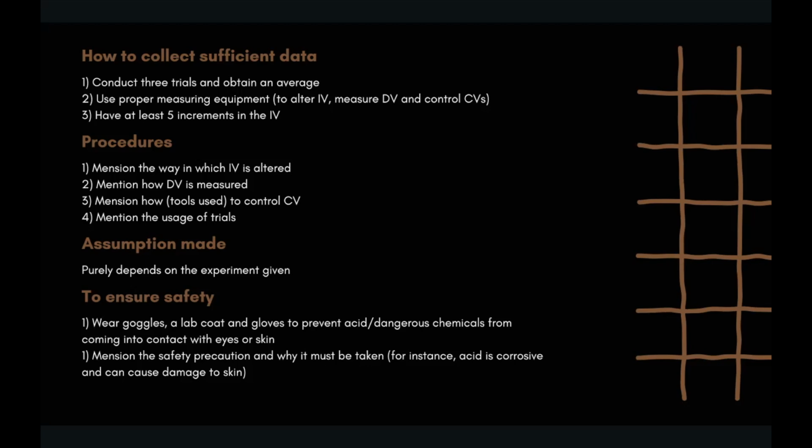You just have to make sure that you mention all the 3 variables, and accordingly, you mention all the equipment that will be utilized in accordance with all the variables. And you have to also mention the usage of at least 3 trials. And of course, you have to mention that you're gonna repeat the set of experiments for all the increments of the independent variable.